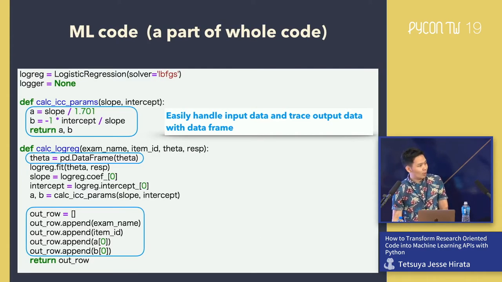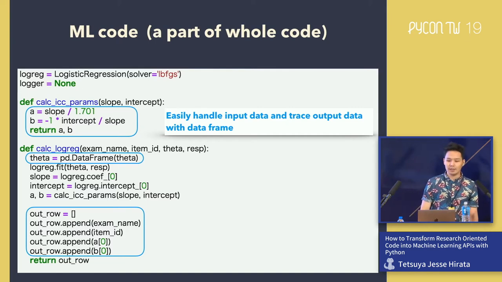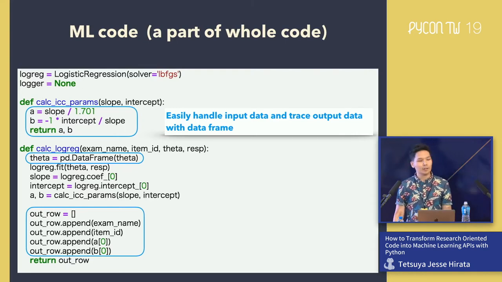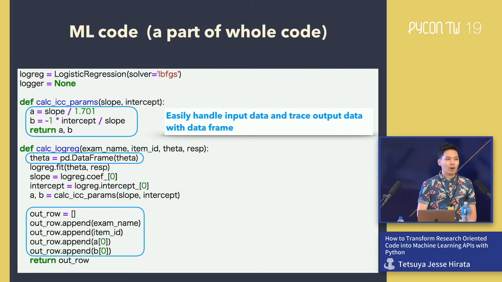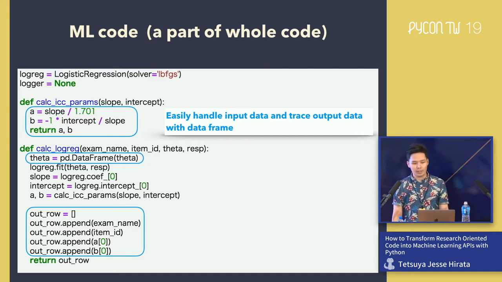This is an example of ML code written by data scientists or researchers. This code uses logistic regression, and there is a calculation function on the top. It also uses a data frame and dot append. But this makes it possible for researchers or data scientists to easily handle input data and trace output data with the data frame.